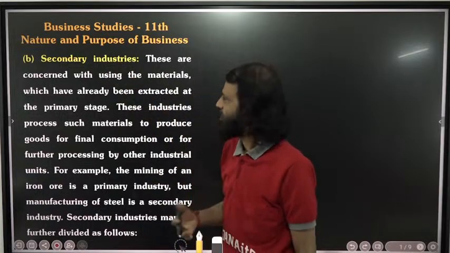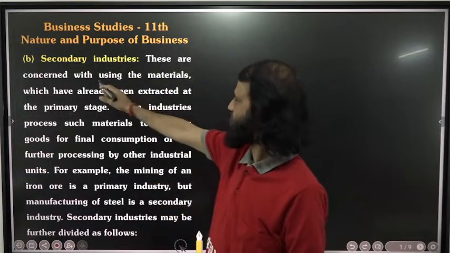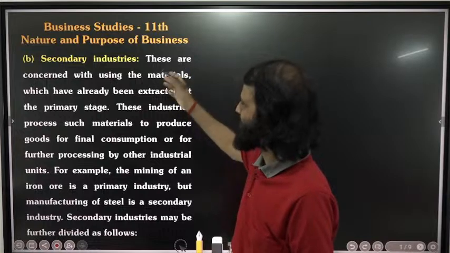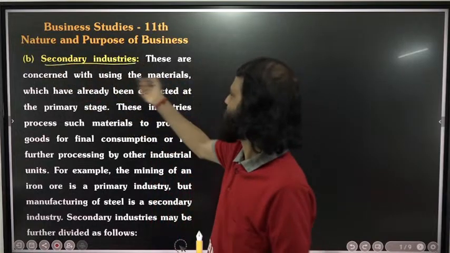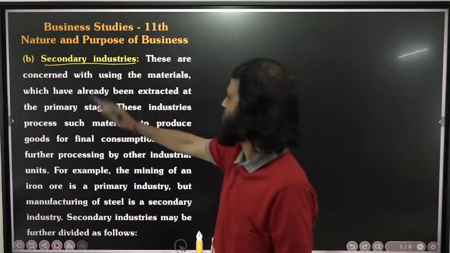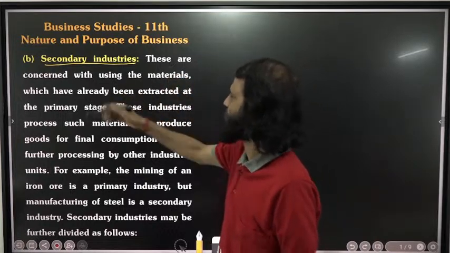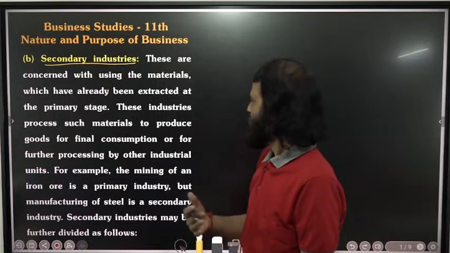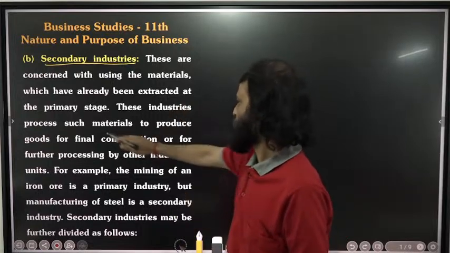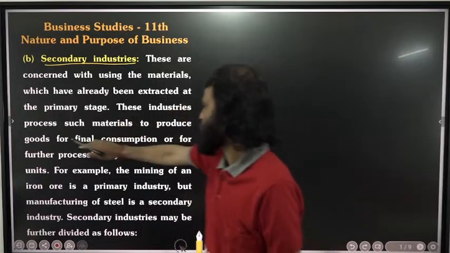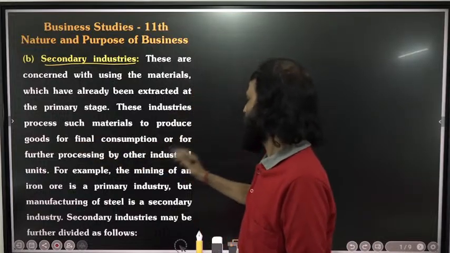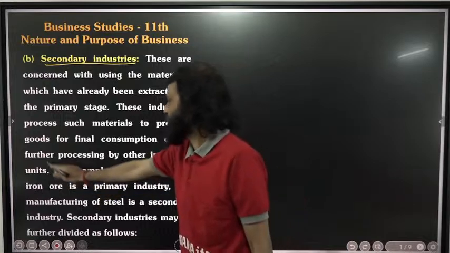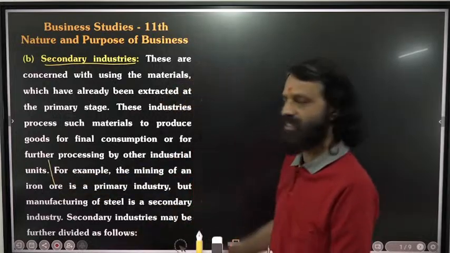Industries concerned with using materials. Secondary industries are more concerned with using the materials which have already been extracted at the primary stage. These industries process such materials to produce goods for final consumption or for further processing by other industrial units. See what is happening here in the secondary industries.